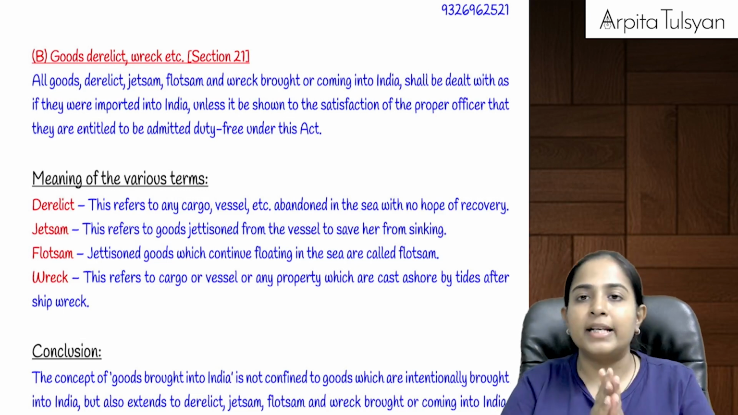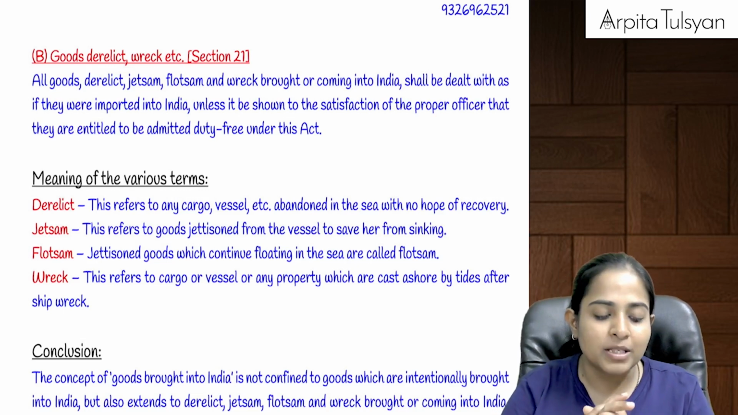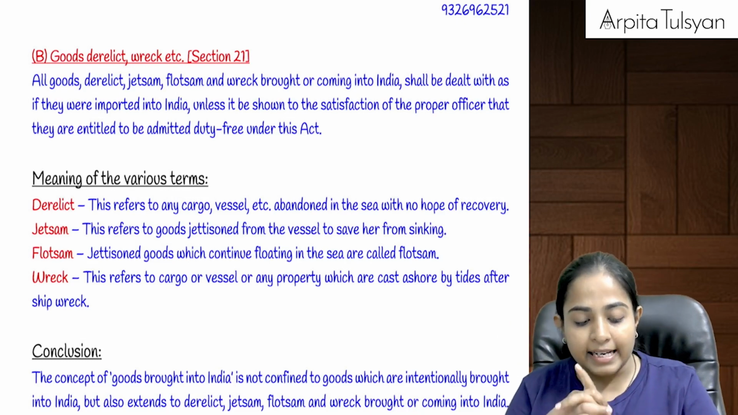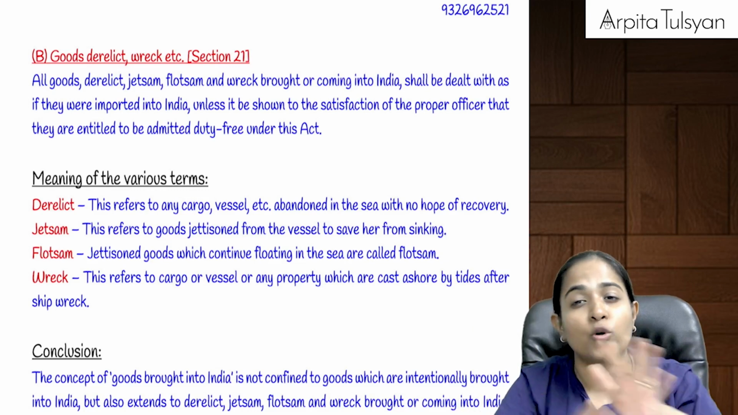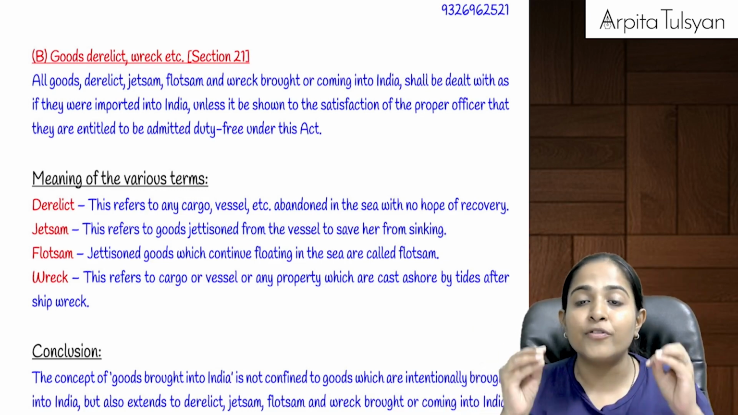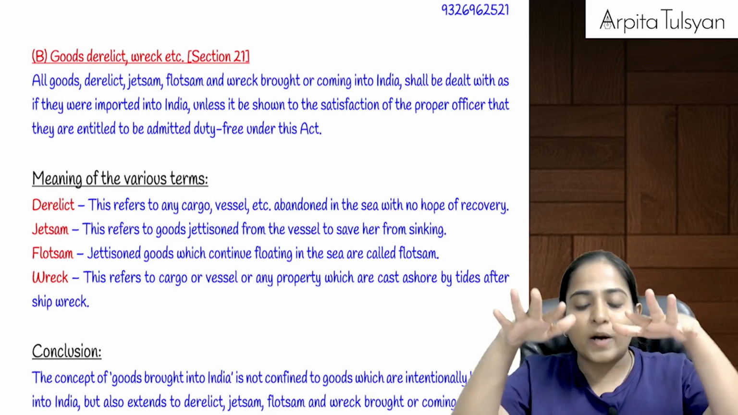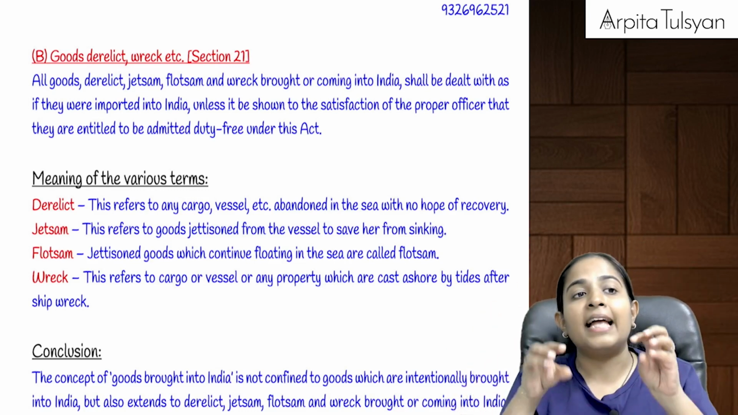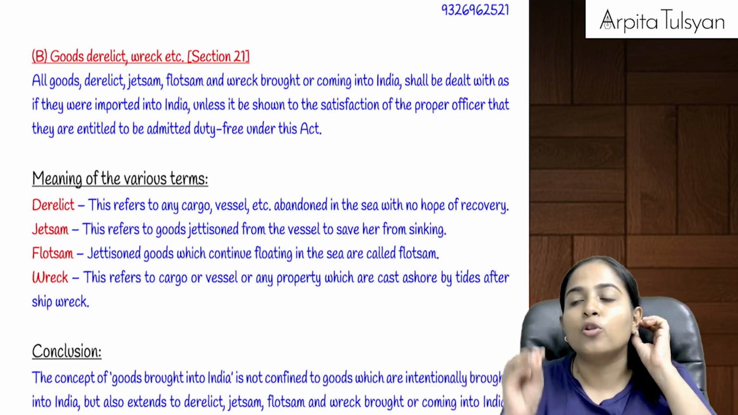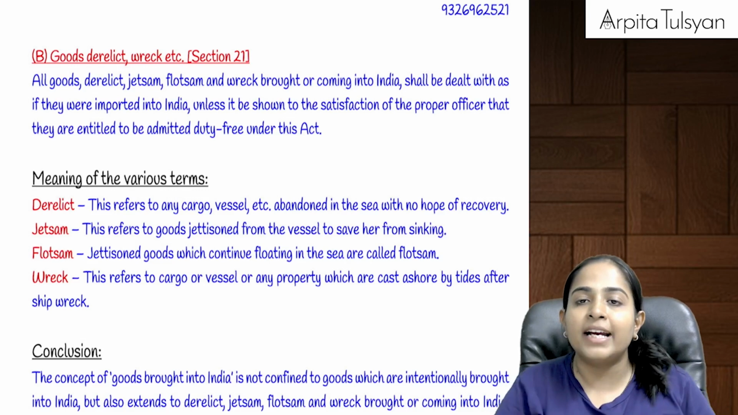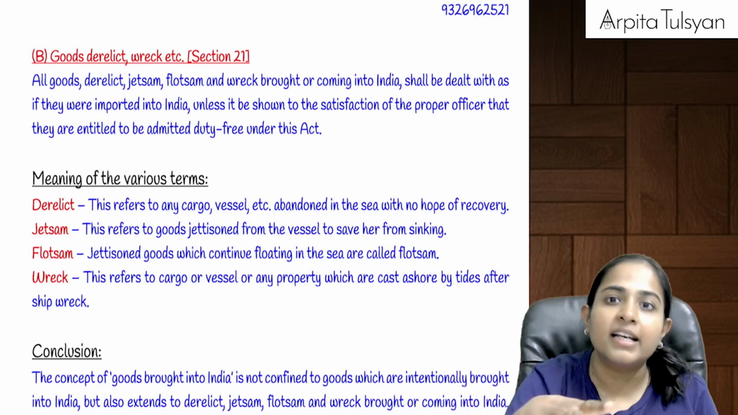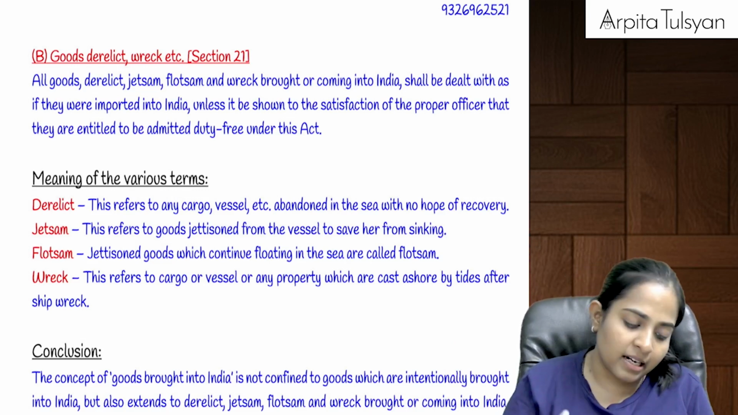Now I am going on to the next section, that is section number 21, which talks about goods, derelict, jetsam, flotsam and wreck. Derelict is that particular cargo or vessel which has totally gone with no hopes of recovery. Jetsam are those goods which we had thrown from the ship so as to prevent it from sinking, and those are not abandoned goods. Those goods have already sunk in the water.